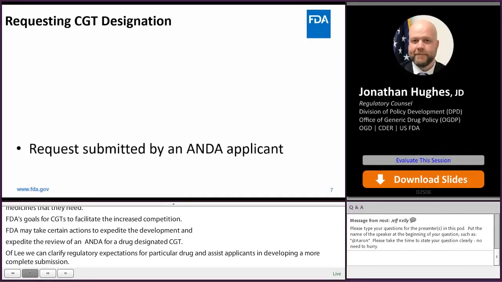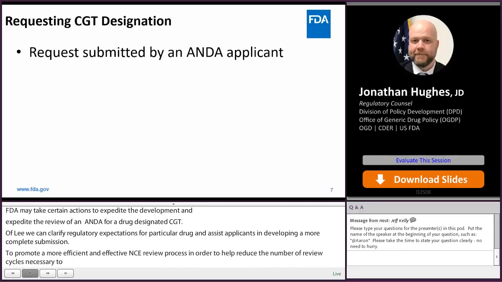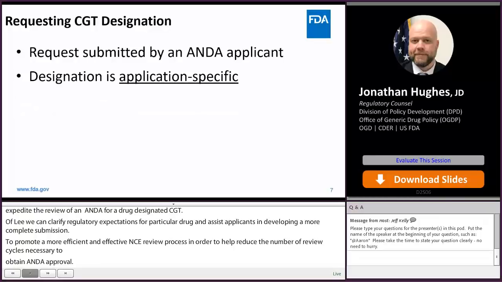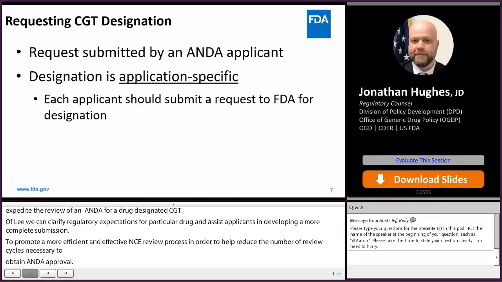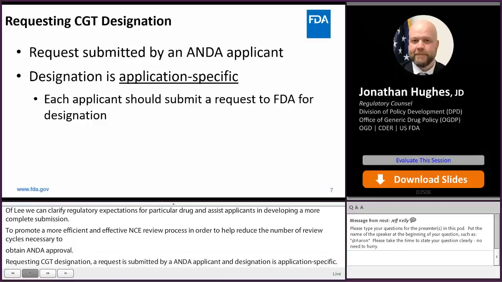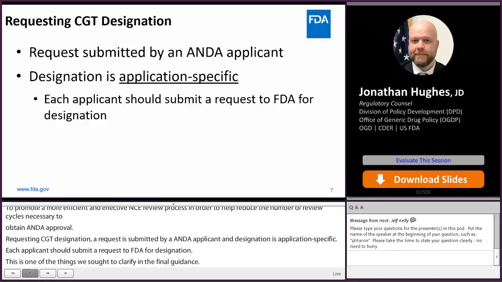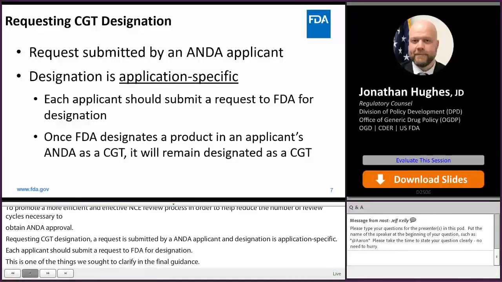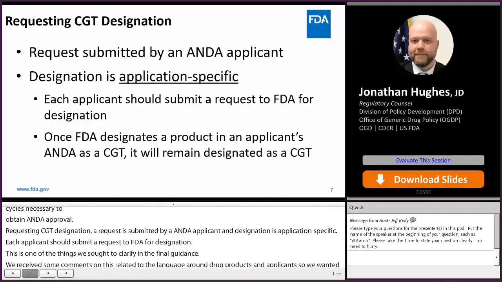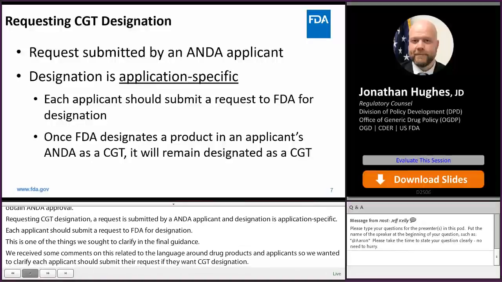Requesting CGT designation. A request is submitted by an ANDA applicant, and the designation is application specific. Each applicant should submit a request to FDA for designation. This is one of the things we sought to clarify in the final guidance. We received some comments on this related to the language around drug products and applicants. So we wanted to clarify that each applicant should submit their request if they want CGT designation. And once FDA designates a drug product in the applicant's ANDA as a CGT, that application will remain designated as a CGT.